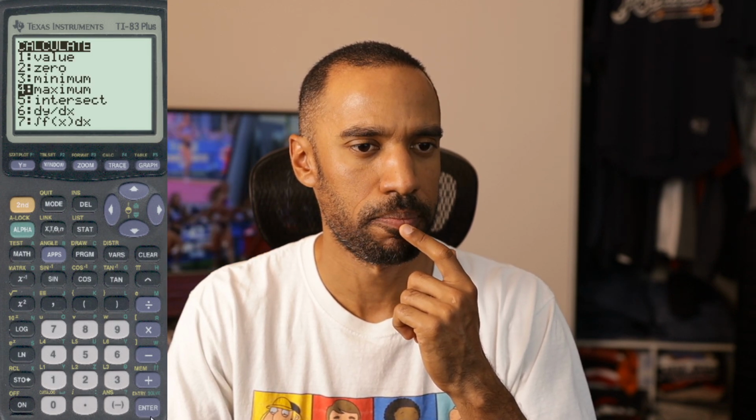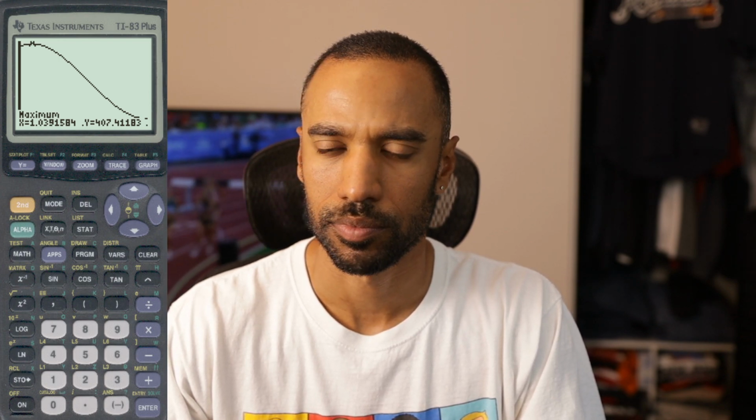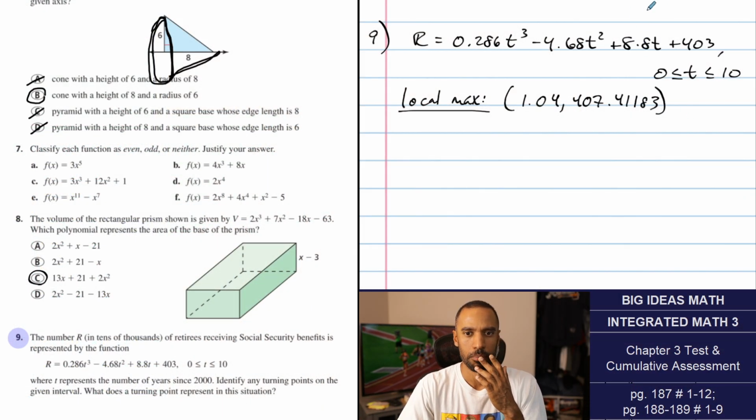So let's go maximum. And let's go from 0 to, I don't know, at least 3. Let's find that height there. So there is a turning point or a local maximum. I'm going to write this on this thing as I look at it. At 1.04, 407.41. This is in what? Tens of thousands? I'm going to add some more. 41183. Okay, so I wrote this number down here. That was a local maximum.